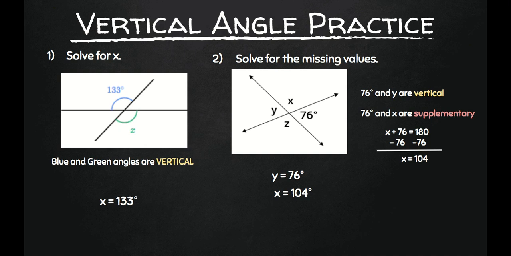The only letter that's left is z, and I can tell that z and x are vertical angles because they are across from each other at the vertex. If x is 104 degrees, z must also be 104 degrees. So now we've solved for all of the missing angles.